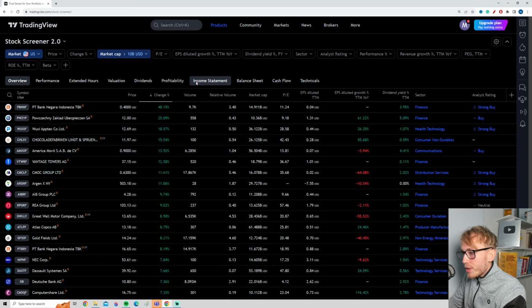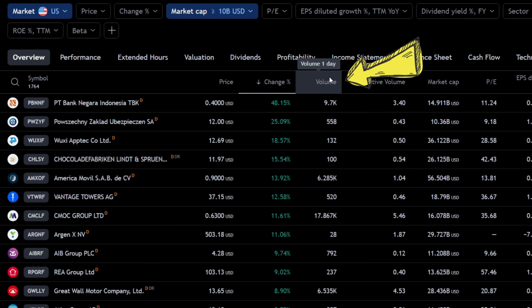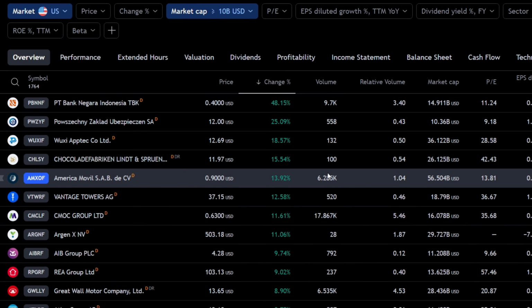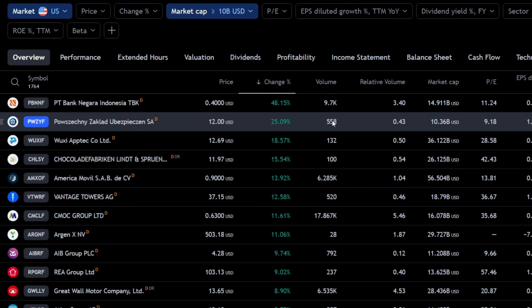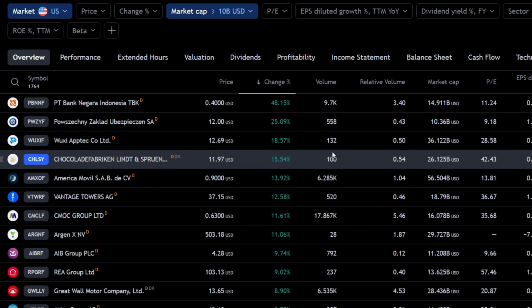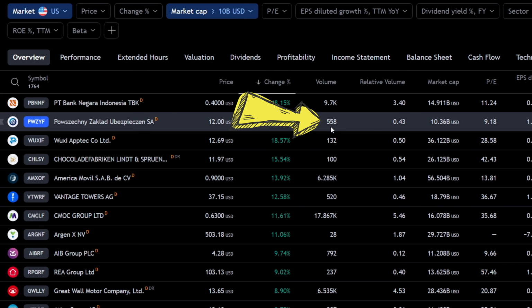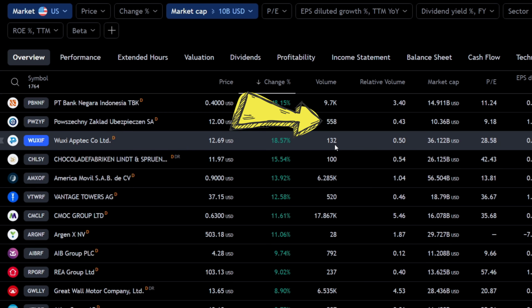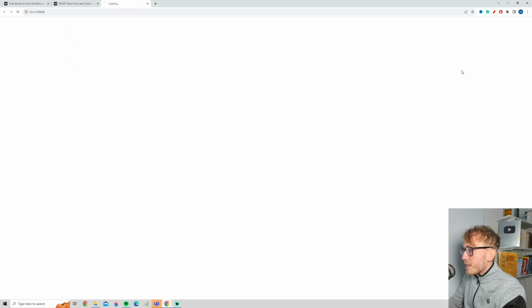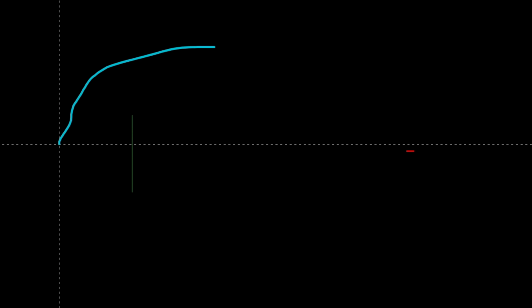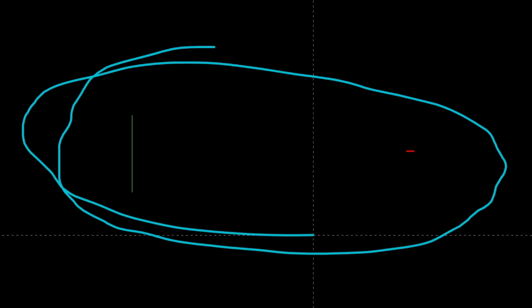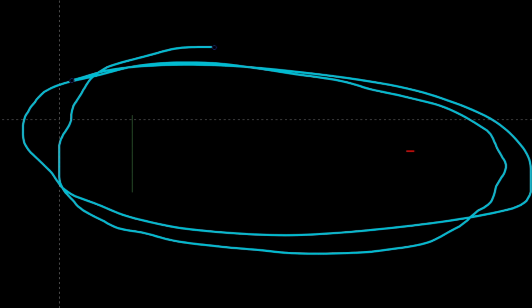And another important filter you want to take a look at is volume, because as I said, you want to find stocks here that have lots of volume. And you can see that many of these stocks have very little volume here. You can see, for example, this one only 558, this one only 132. And if you, for example, open up one of these stocks, so let's press on See on Supercharts right here, you can see that these stocks with low volume are pretty much always completely untradeable.